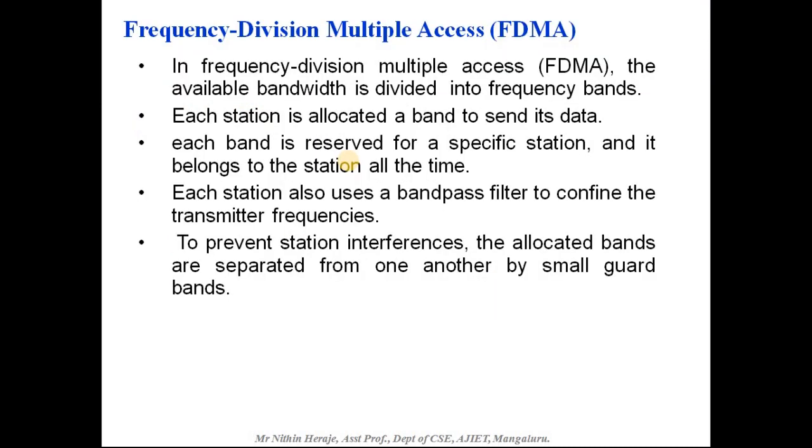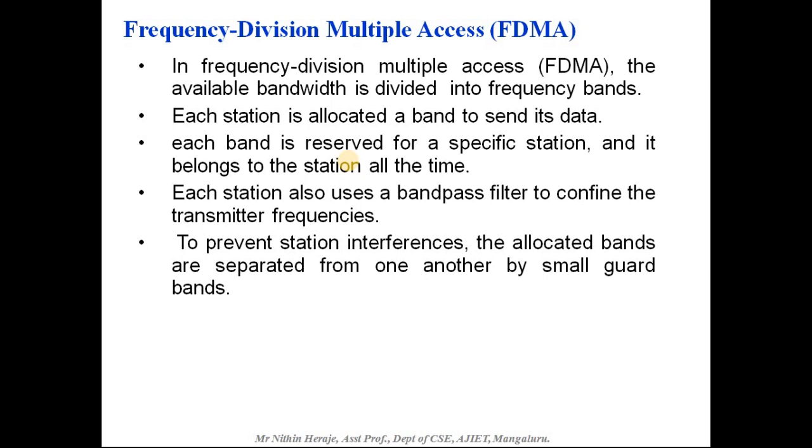Okay, so let's see what is FDMA. In frequency division multiple access, that is FDMA, the available bandwidth is divided into frequency bands. So here whatever the bandwidth is available in the channel, that is divided into frequency bands, and these bands will be divided with the number of stations that are there. Each station is allocated a band to send its data. So each station will have its own band to send the data.